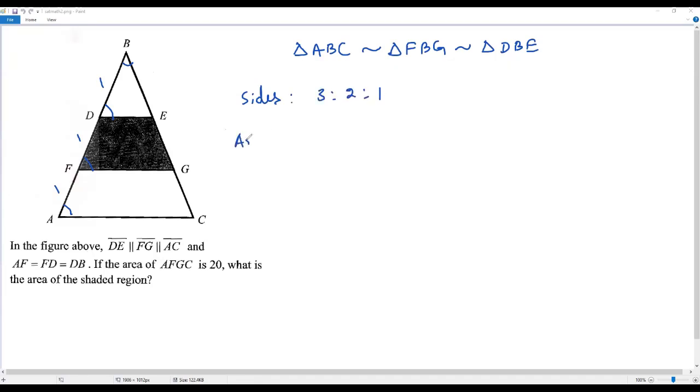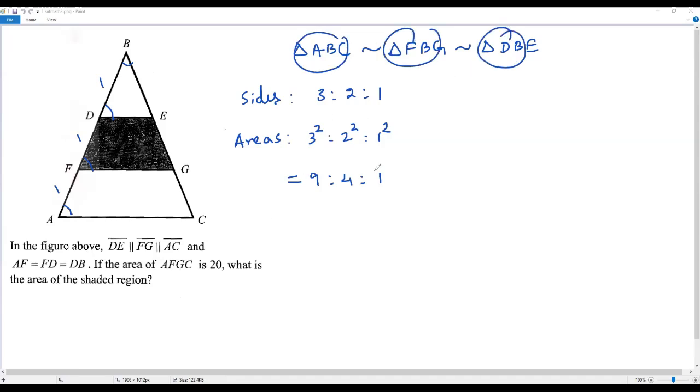Then what is the ratio of the areas of the three triangles? To get the ratio of the areas of the three similar triangles, we have to square the sides. Then I'm getting 3 squared to 2 squared to 1 squared. So 3 squared is 9, 2 squared is 4, and 1 squared is 1. Now I have the ratio of the areas of the three similar triangles. From the ratio of the areas, to get the area of the first, second and third triangles, I have to multiply the terms of the ratio by the same non-zero number.